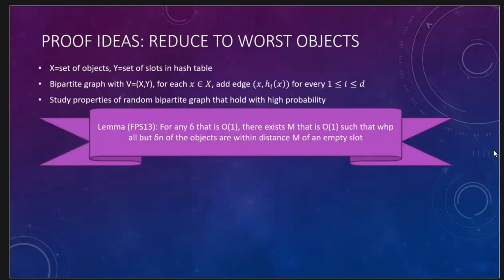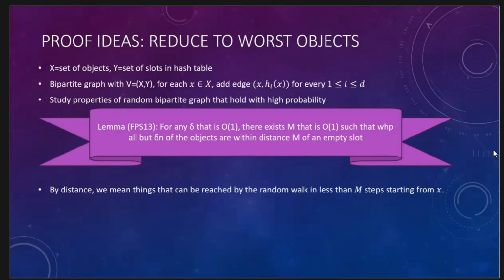One we got from this 2013 paper is that for any delta that's O(1), say it's like 1 over a million, there's some m such that all but delta n vertices are within some constant distance of an empty slot, where distance means not just distance in the bipartite graph, but actually in the random walk procedure with where things are. In m steps, starting from these vertices, we can hit an empty slot.